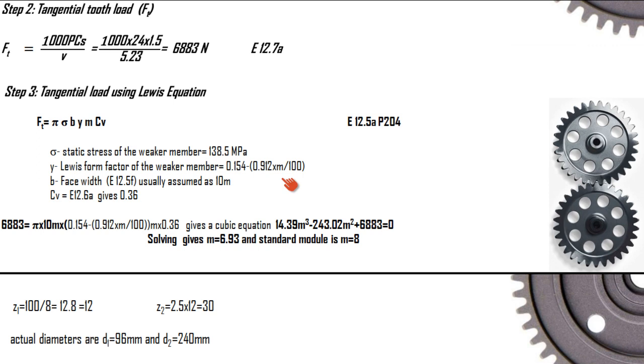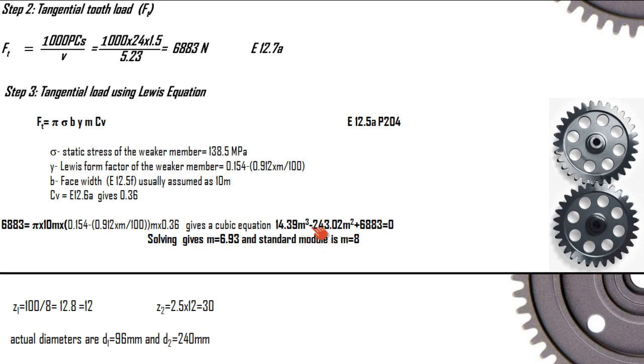Even though we assumed a value for Z1, that was just for the calculation of the weaker member. We will not use that particular value further. So you don't have the value of Z. Since Z is not available, you are supposed to substitute the value of Z in terms of module. So D by Z is M, so Z is going to be D by M. D we have as 100, and upon substituting all these values in this Lewis equation, I am going to get a cubic equation. I have to expand this equation and group the terms, and I will get a cubic equation like this.